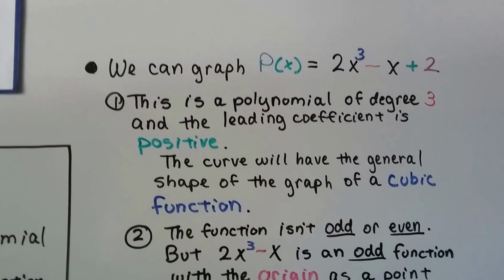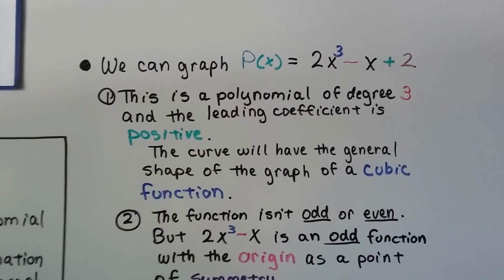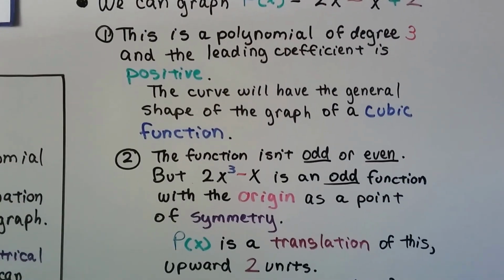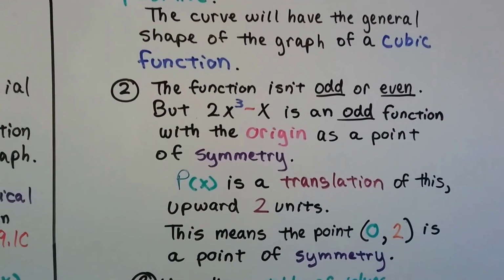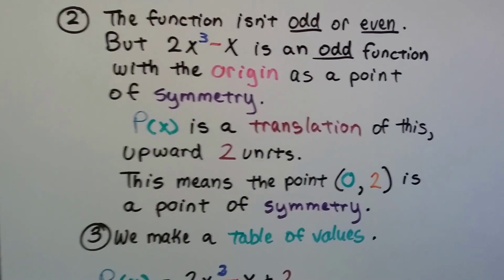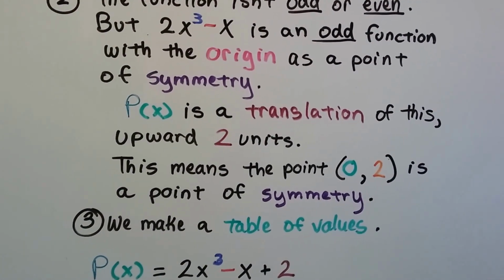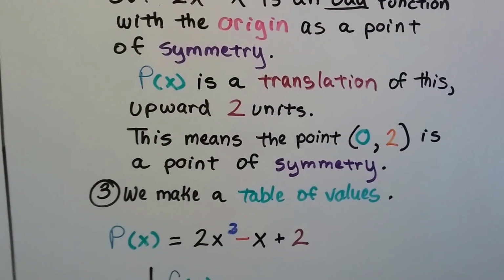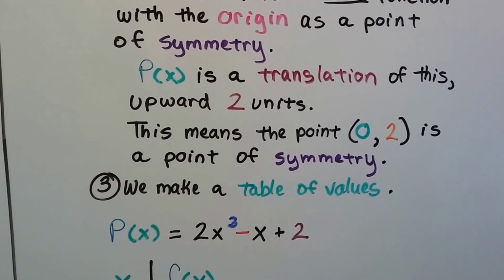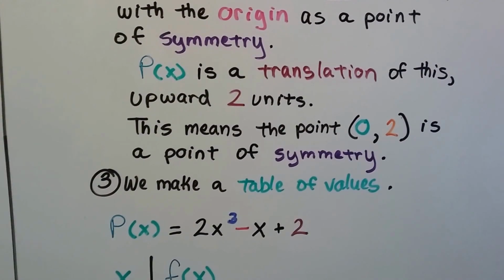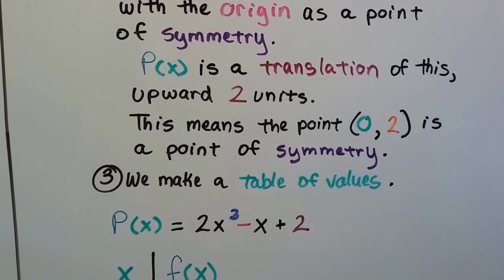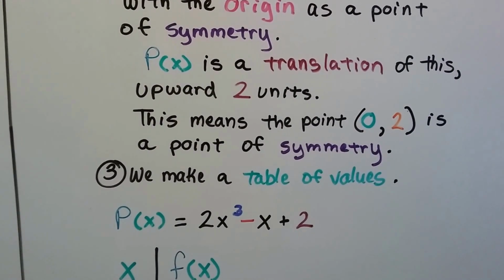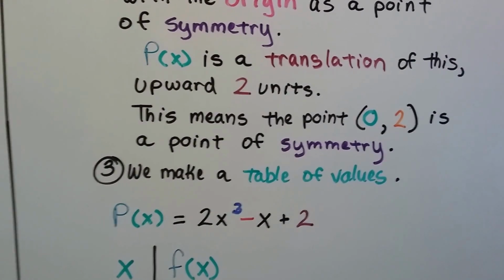And the curve is going to have a general shape of a graph of a cubic function, because it's got a little exponent 3. And the function isn't odd or even, but 2x to the third minus x is an odd function with the origin as a point of symmetry. And p of x is a translation of this upward 2 units. This means the point x is 0, y is 2 is a point of symmetry.